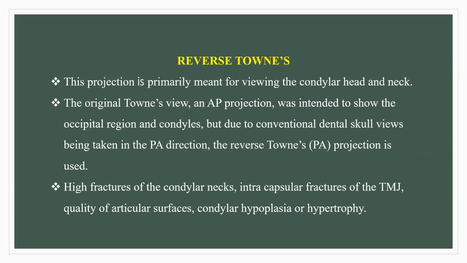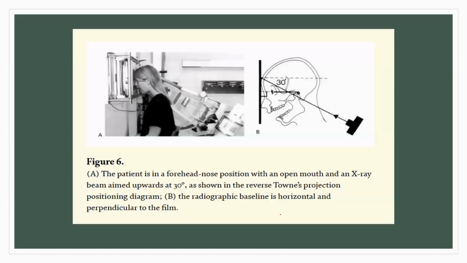Coming to the reverse Towns projection, it is primarily meant for viewing the condylar head and neck. The original Towns view is an anteroposterior projection. It was intended to show the occipital region and the condyles, but since conventional dental skull views are taken in the posteroanterior direction, the reverse Towns projection is used. The indications are high fractures of the condylar neck, intracapsular fractures of the TMJ, quality of articular surfaces, condylar hypoplasia, and hypertrophy. All that can be visualized with the reverse Towns projection.